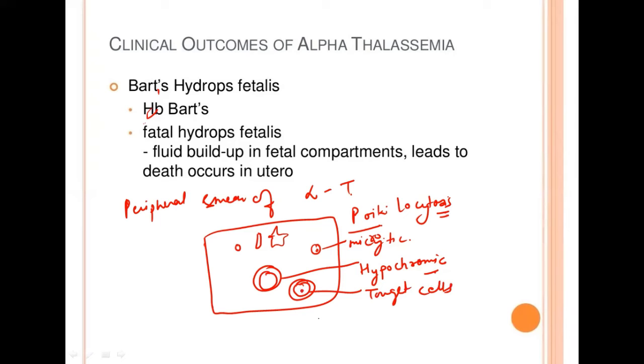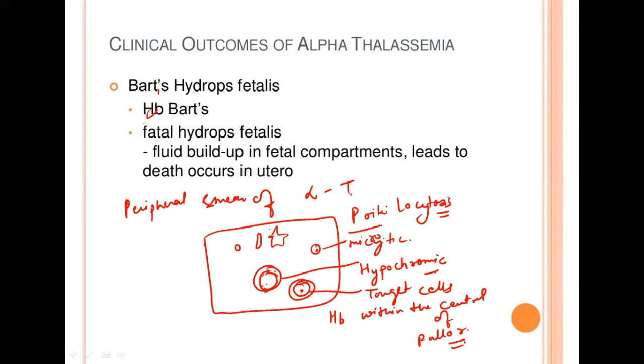In this case, the Hb is within the center, and you can see the pallor in the whole of the RBC. So this is the peripheral smear, right?